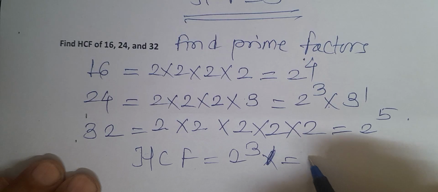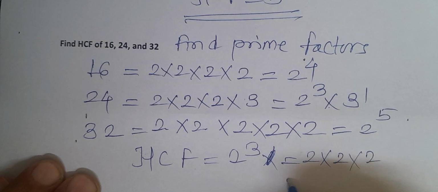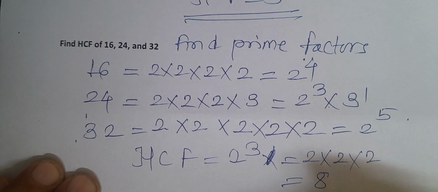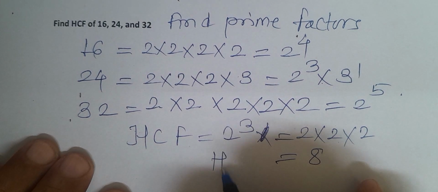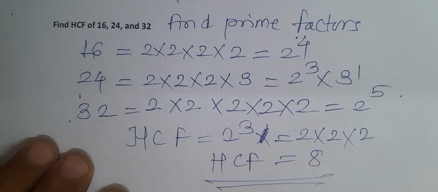So we have to find this: 2 into 2 into 2, 2 into 2 is 4, 4 into 2 is 8. So the highest common factor is 8 for these given numbers.